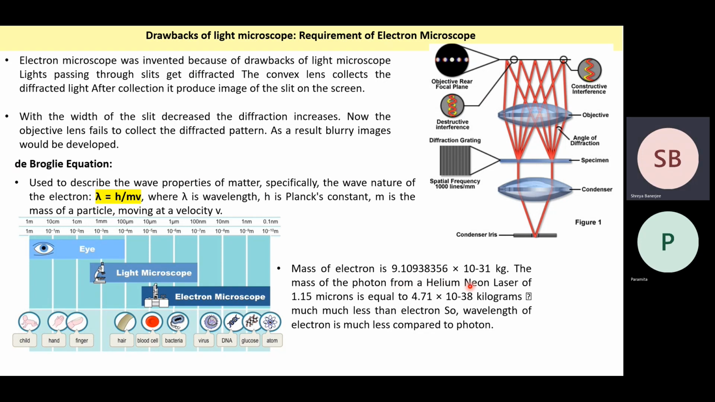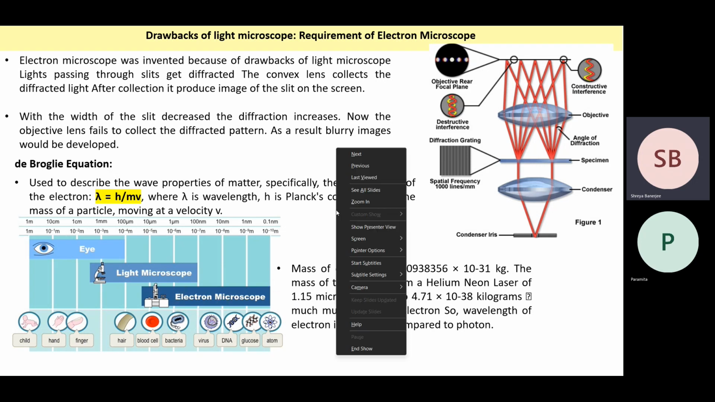Now the mass of an electron is around 9.1 into 10 to the power minus 31 kg. Comparatively, the mass of a photon is much lesser, around the order of 10 to the power minus 38 kg. So if the mass of the electron is large, its wavelength will be small. And we know that if it is a small wavelength, it can easily detect smaller particles. That is why the scope of the electron microscope is even larger than the light microscope.